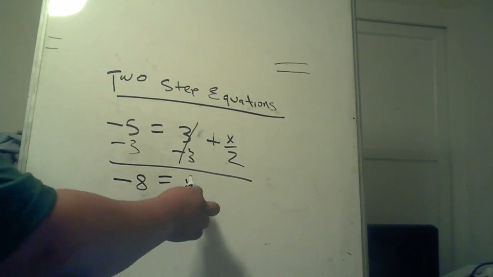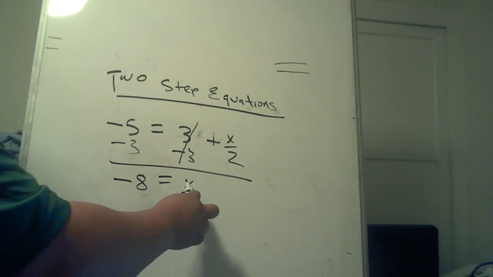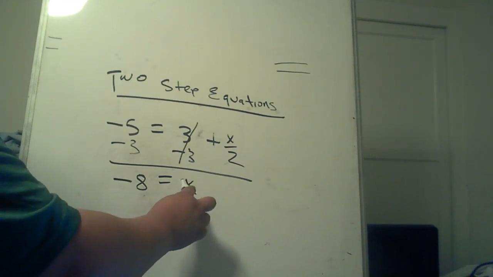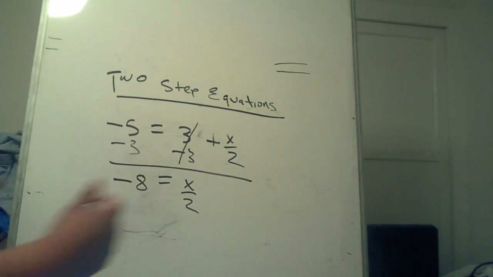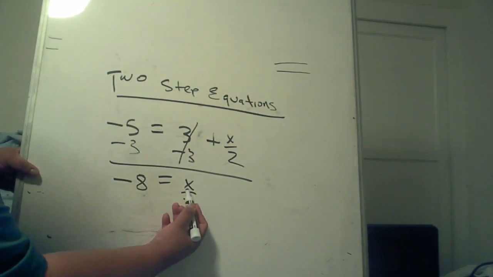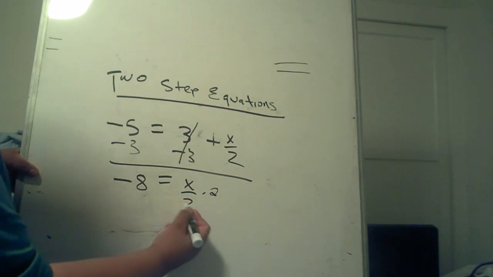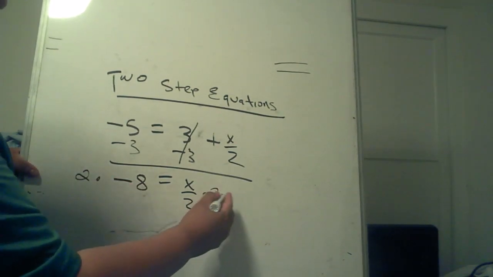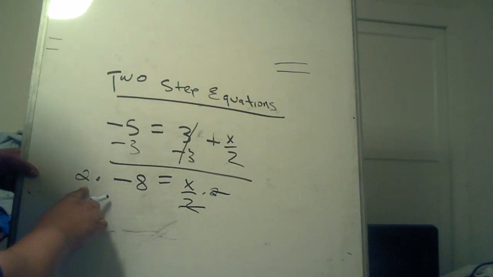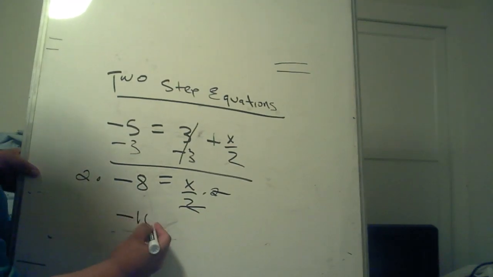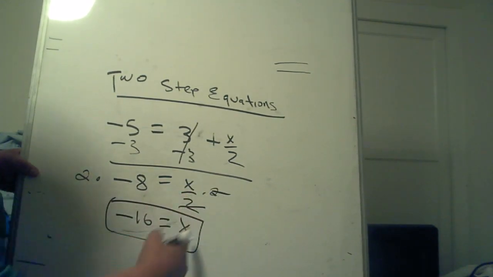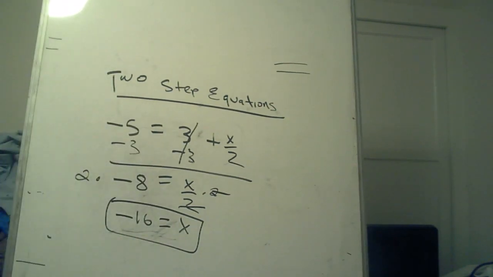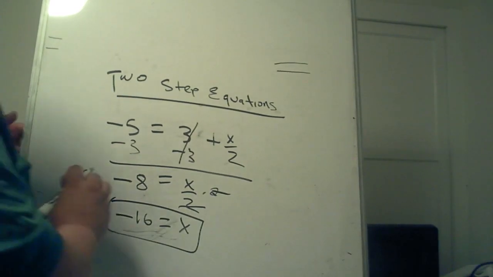Remember, in the previous problem, we were dividing by 2. We had 2x, so we had to divide by 2 on both sides. In this case, we're gonna do the opposite. We're gonna multiply because this is dividing. So to leave x by itself, we have to multiply by 2 on both sides. These ones cancel. So 2 times negative 8 is negative 16 equals x. That's our final answer. These two cancel, so we're left with x on the right side. Let's do another problem.